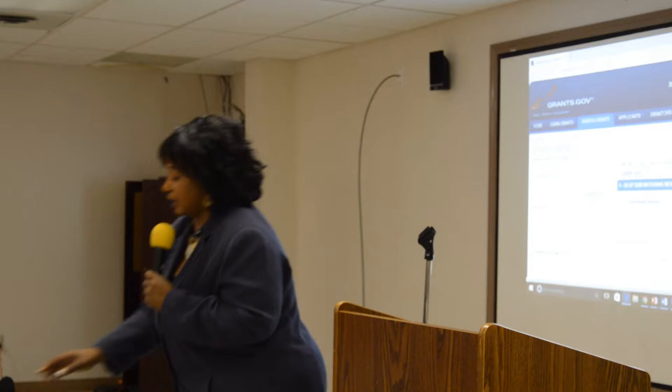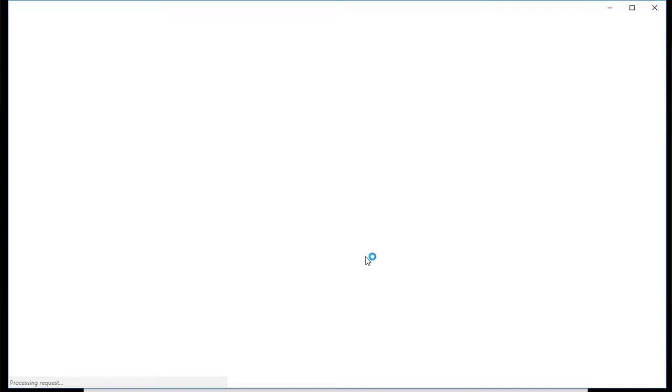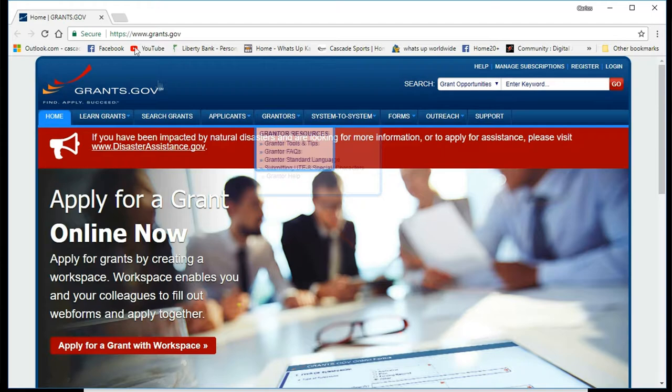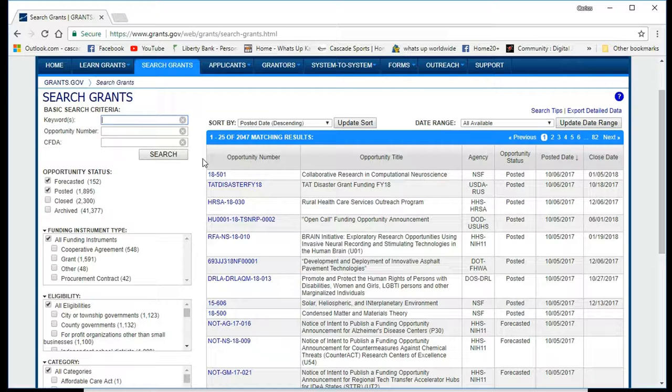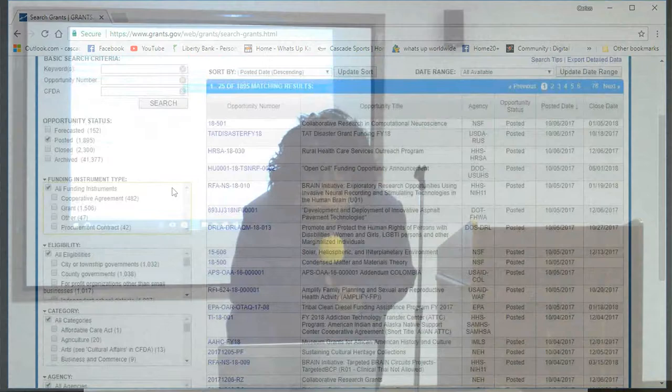But I also want to show you how to use this to your advantage. Because the hardest part of grant writing is finding the right grant. That's the hardest part, finding the right grant. So right now, forecasted grants is clicked. I don't want forecasted grants. I only want grants that are already posted and available. Can you see how many grants are posted and available as of today? Yep. 2,098 grants are posted and available. So that's what we're interested in.